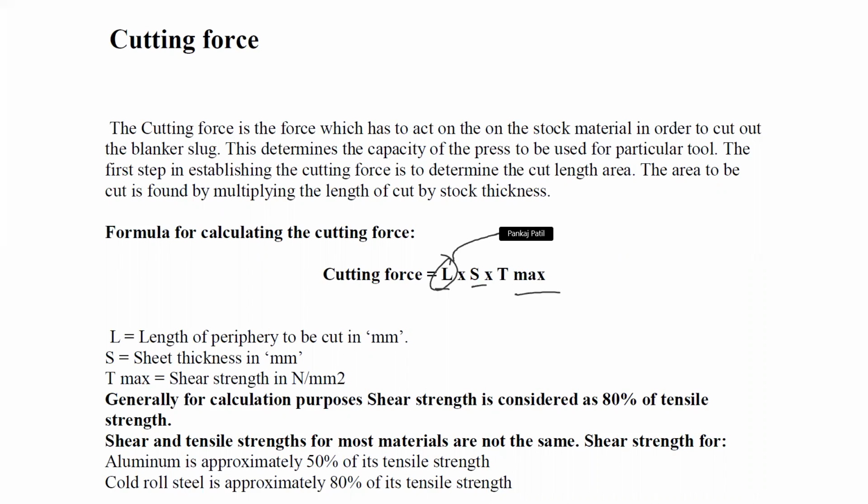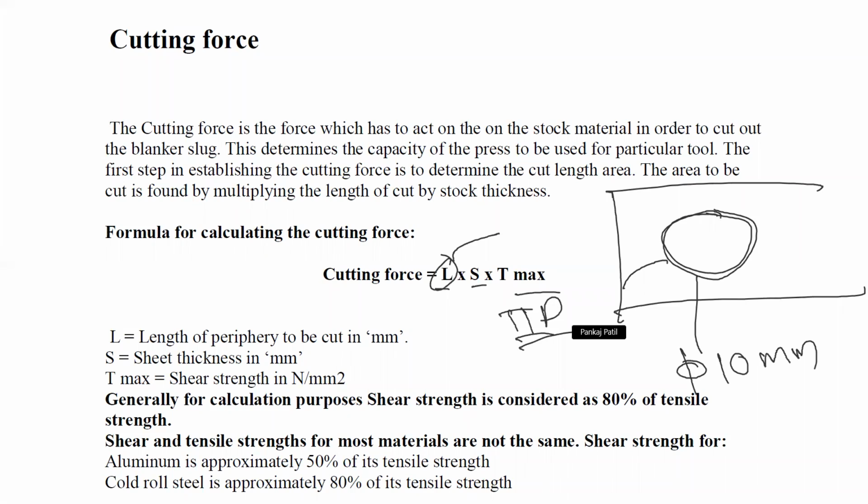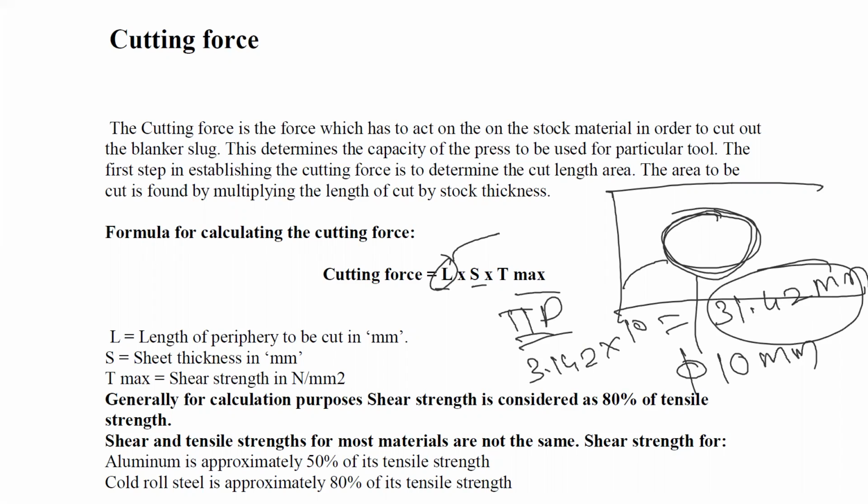So if you consider this circle as a cutting portion into the stock material, this circle has a diameter of 10 mm. So what is the peripheral length? You can directly calculate the peripheral length by using the formula pi d. So 3.142 into 10, that is 31.42 mm is the peripheral length of this circle.